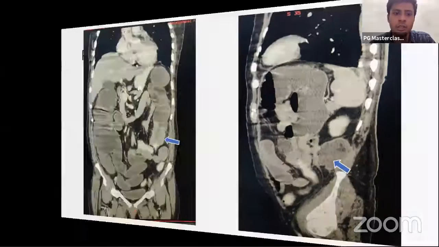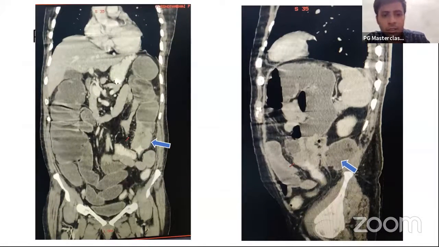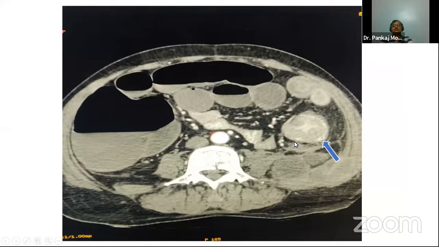Okay. This was the image of the CT, which is showing grossly dilated colon loops with a constricting mass present in the descending colon. And this is a retroperitoneal collection, which is seen over here. Okay, this is the one.